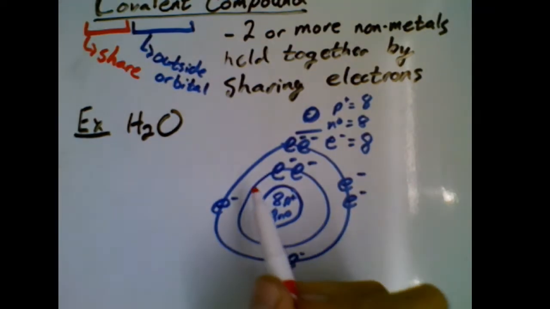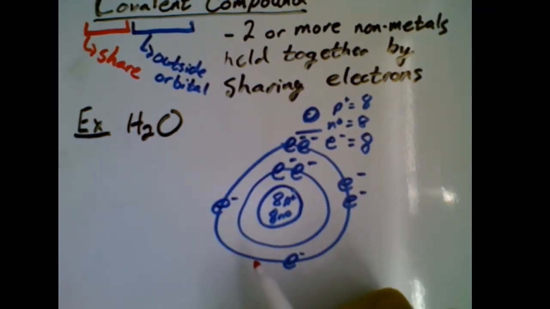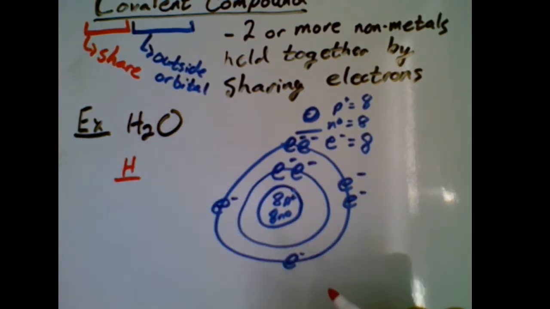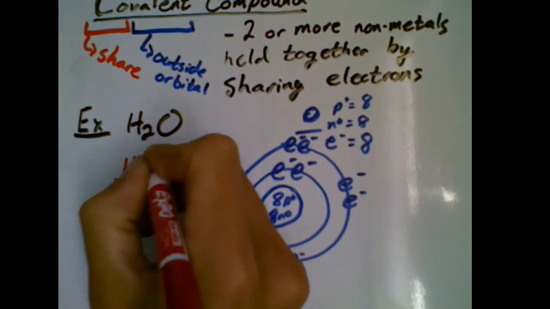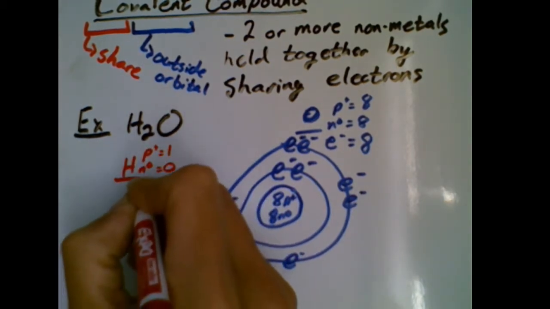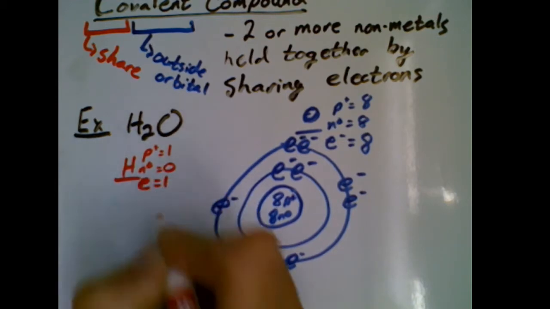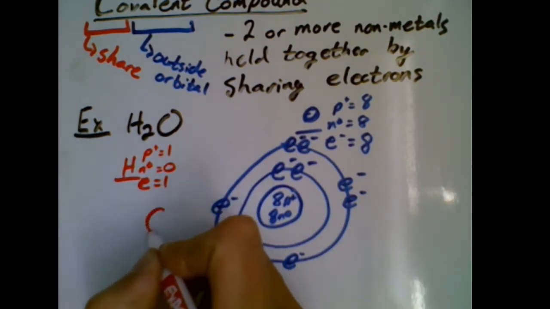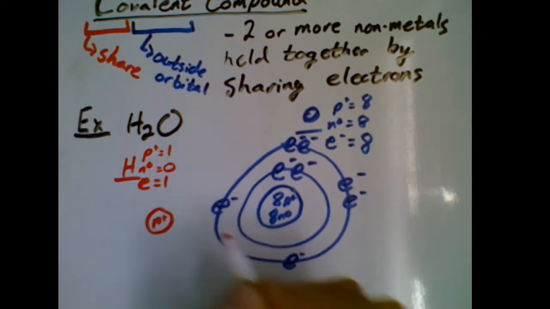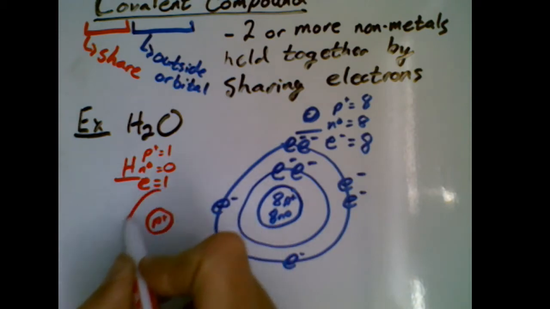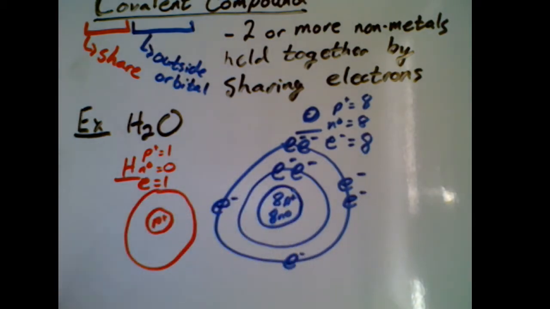Instead, to fill the void of those 2 electrons, they're going to combine with an atom of hydrogen. Hydrogen has 1 proton, no neutrons, and 1 electron. So my atom of hydrogen is going to have a single proton in the center, and then it's going to have its outside orbital. That was a little wonky there. Let's fix that.